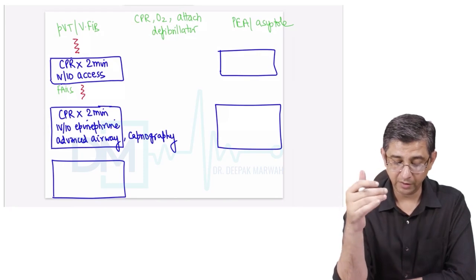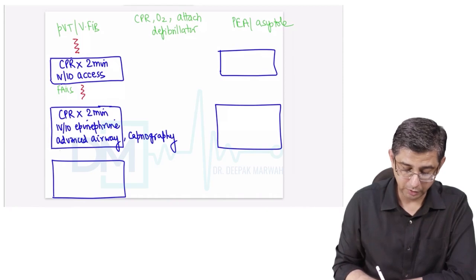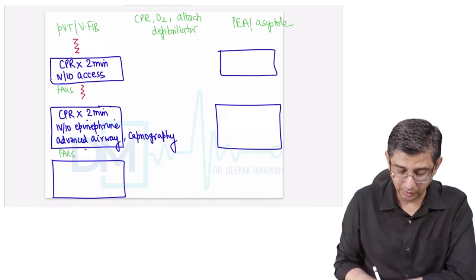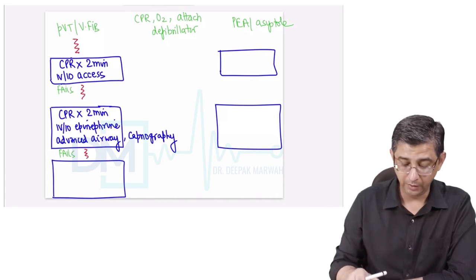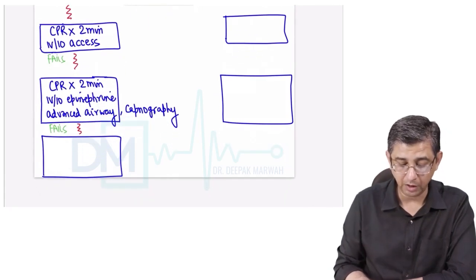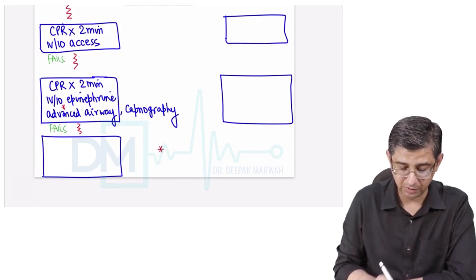I am assuming that I have intubated the patient, but still the rhythm has failed to revert back to normal. So I'm going to do a third DC shock delivery to this person. Please appreciate the fact that after I have achieved an advanced airway in the patient, I'm putting a star mark here for advanced airway.